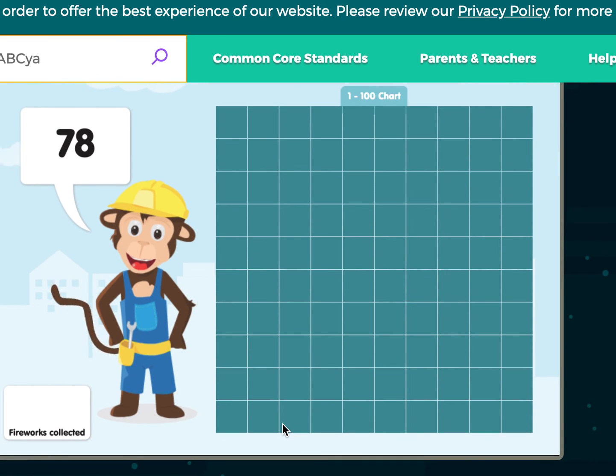So now you have to find where the 78 is. So you have to know where the patterns are. So you should know this is the number 1, 2, 3, 4, 5, 6, 7, 8. So we know that all of these numbers end with 8, just like 78 does. So this is 8, 18, 28, 38, 48, 58, 68, 78. Great job!